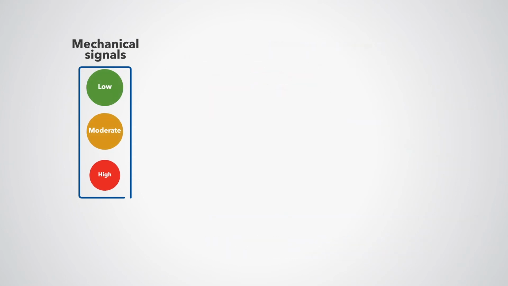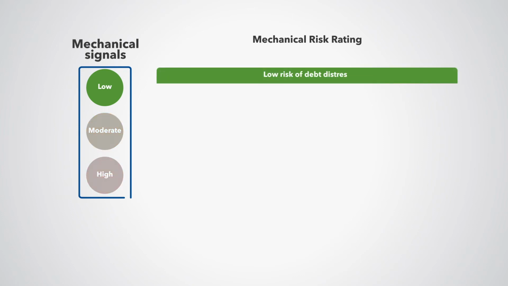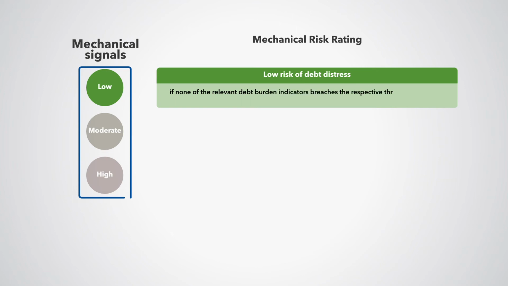Then, these signals from all relevant debt burden indicators are combined to produce the mechanical risk rating. There are three main categories for the risk of debt distress. First, low risk of debt distress if none of the relevant debt burden indicators breaches the respective threshold, neither in the baseline nor in the most extreme shock scenario.